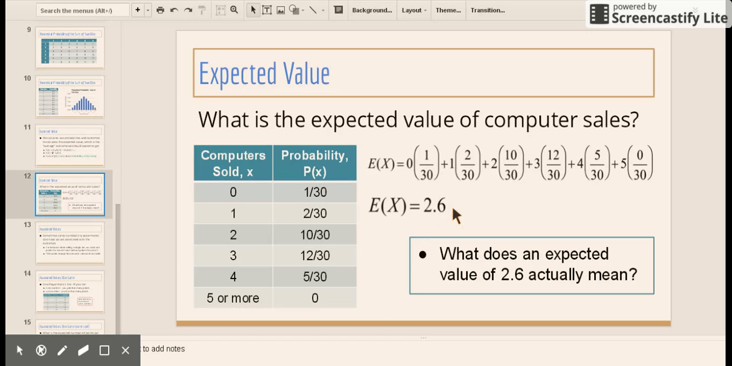So what does that expected value of 2.6 actually mean? Well, what it means is that we will sell approximately 2 to 3 computers per day. That's what's my expected. I expect to sell 2 to 3 computers each day.